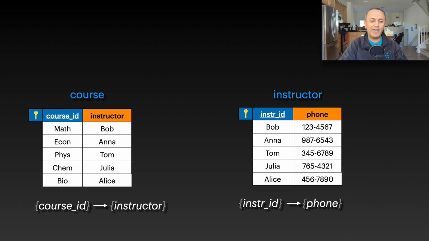If we want to add a new instructor, we just add into the instructor table, even if they don't have any courses associated with them yet. If we want to delete a course, we can delete that from the course table. The instructor information for that course will still be preserved in the instructor table. So all the anomalies are gone now that we are in 3NF.